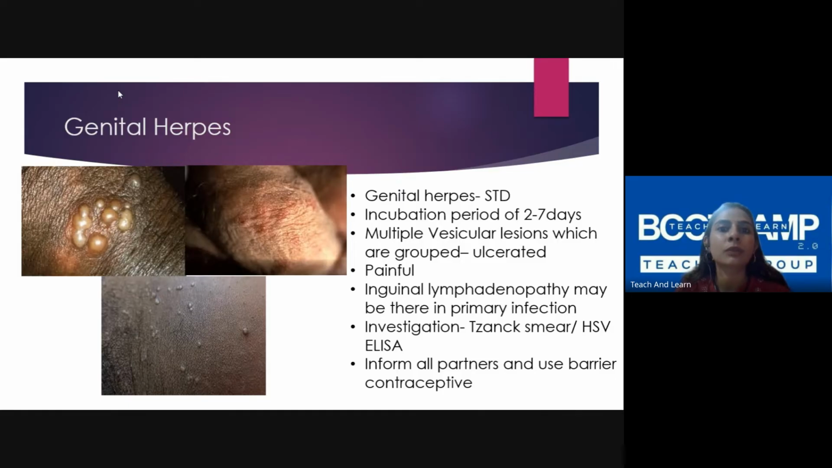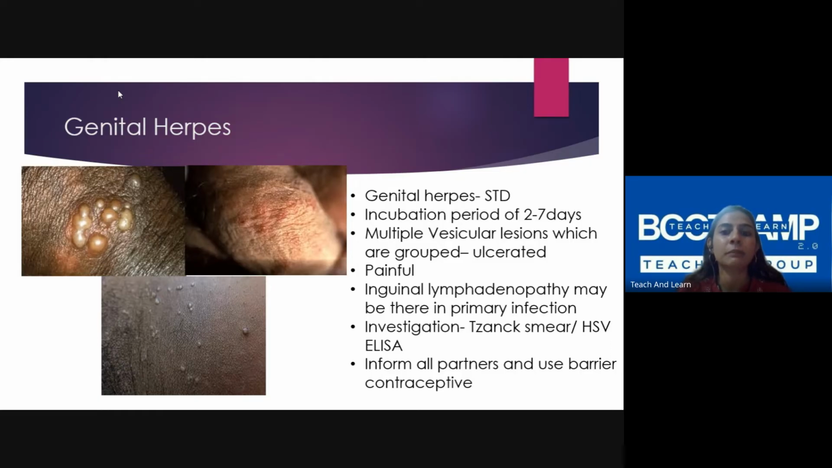Otherwise, there is a chance for you to get the same disease again, and the partner also would have similar symptoms, and you will miss it. So it's very important for them to give you a good history regarding that. Incubation period is 2 to 7 days.